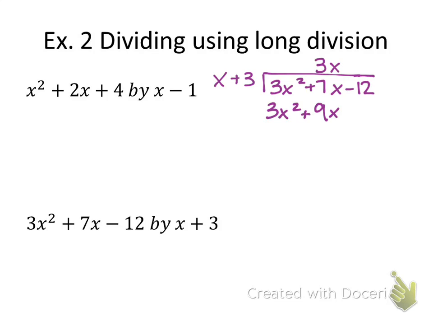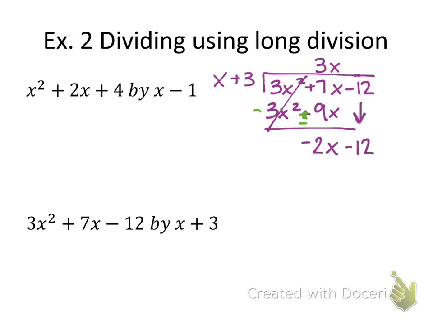Now they're both positive. So what do I have to do? Change the signs. The signs are going to become negative 3x squared and negative 9x. So, first terms are going to cancel out. That's exactly what you want. And then 7 minus 9 is what? Negative 2x. Don't forget, you got to keep the like term. Then I bring down the negative 12.